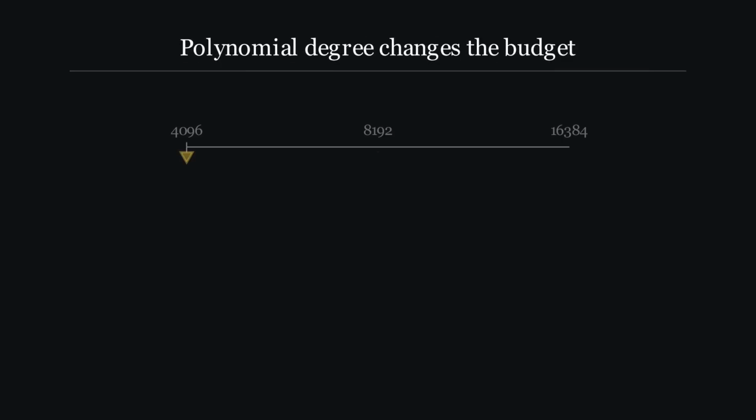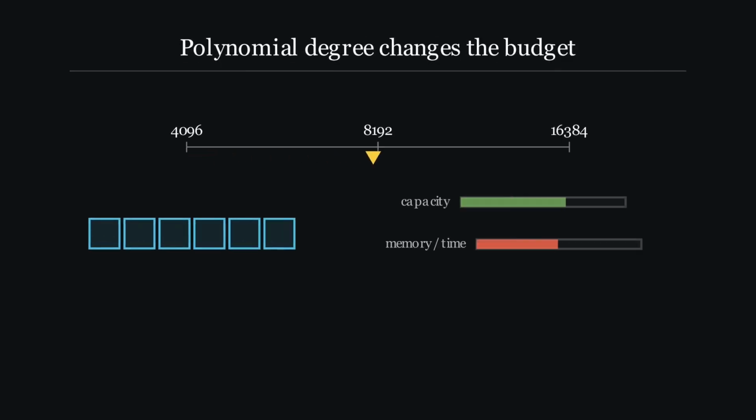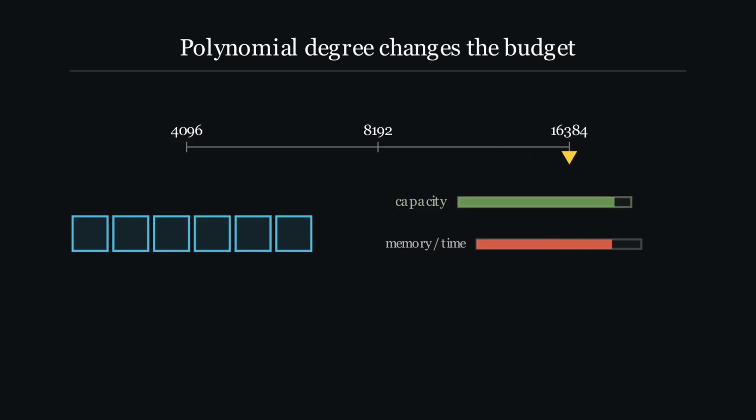Packing capacity is only one effect of the polynomial modulus degree. As the selector moves to larger n, the slot grid expands and the green capacity meter grows. At the same time, the red memory end time meter also grows. A larger ring dimension can support more slots and, under appropriate security limits, a larger total coefficient modulus. That may permit deeper computation or more precision.